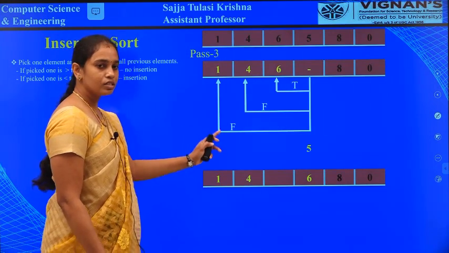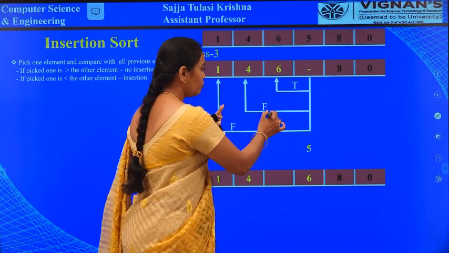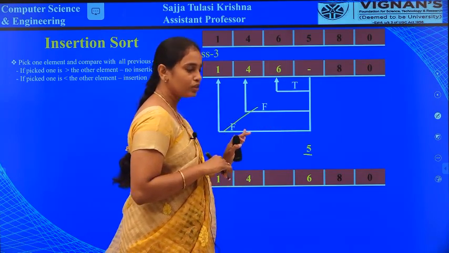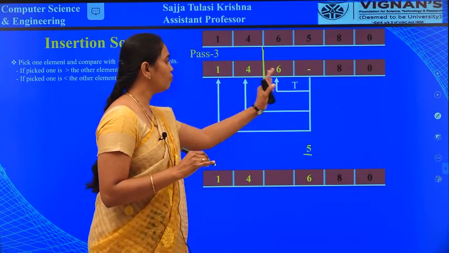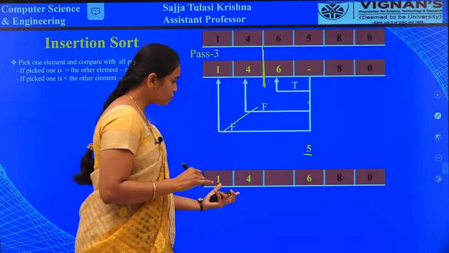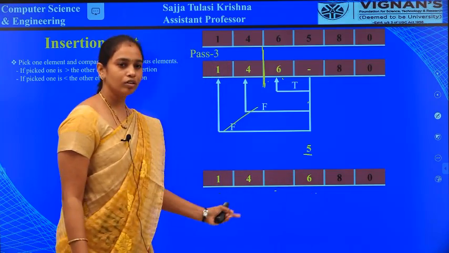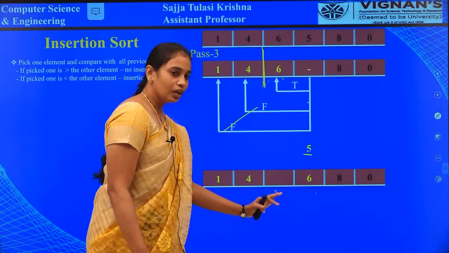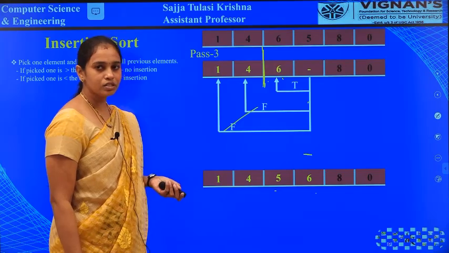So the condition is false here again. See. So now where we have to insert this 5? These two conditions are false. So now the 5 is inserted in between 4 and 6, because here the condition is true. So now see, the sixth element is moved from this stage to the next data element. So now here is the place for the 5. Now the 5 is moved to its right position.